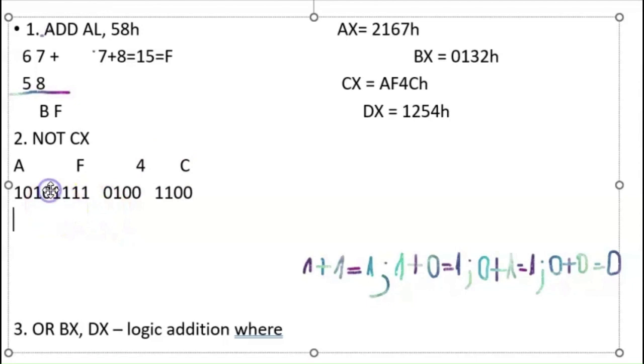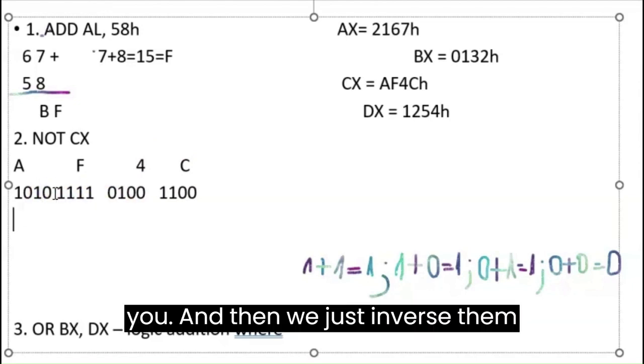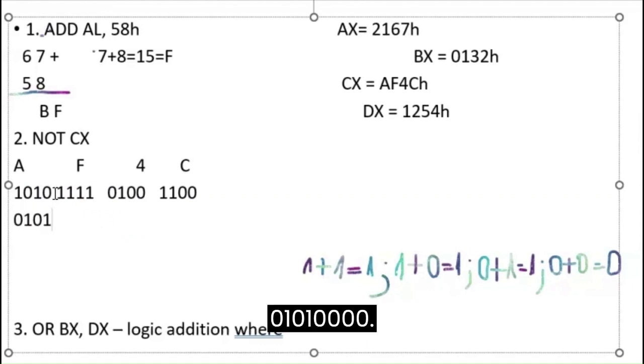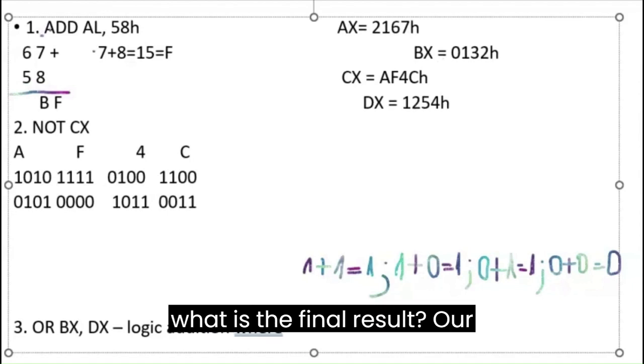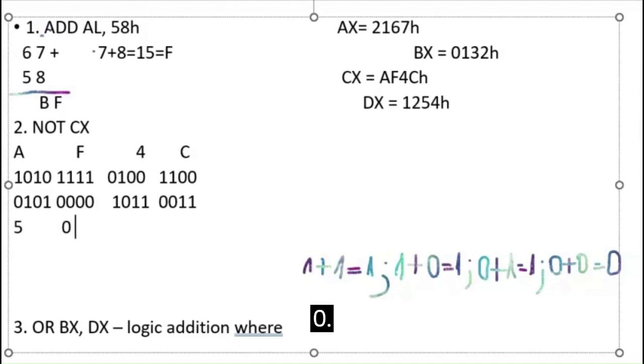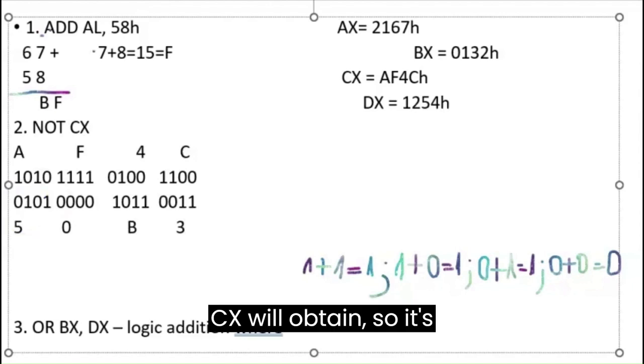Excuse me. I want a space here. Thank you. And then we just inverse them. 0, 1, 0, 1, 0, 0, 0, 0. 1, 0, 1, 1. And 0, 0, 1, 1. And what is the final result? Our final result will be 5, 0, B, and 3. So this is the next value that CX will obtain.